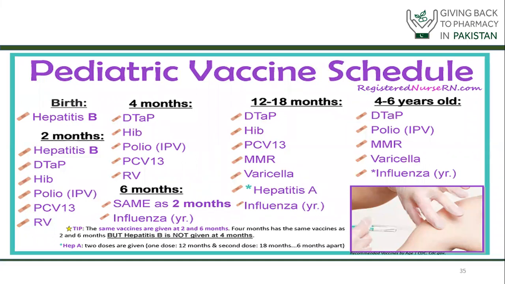After 1 year, at 1 year to 18 months, DTaP, Hib, Prevnar, MMR, varicella, influenza, and the hepatitis A vaccine are added. At 4 to 6 years, there are 4 doses of DTaP, 4 doses of polio, and 2 doses of MMR. MMR is first given at 1 year of life and then at 4 years. Varicella and influenza are given 3 times, and the influenza flu vaccine is also repeated yearly.